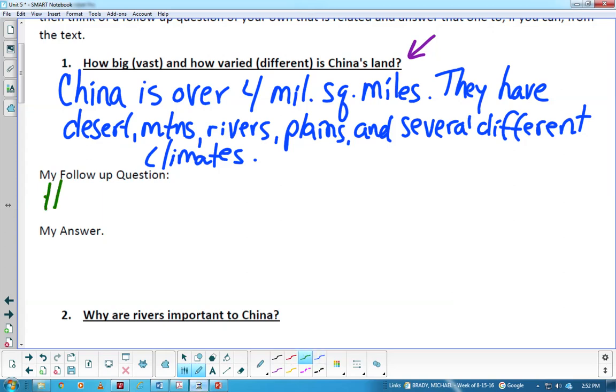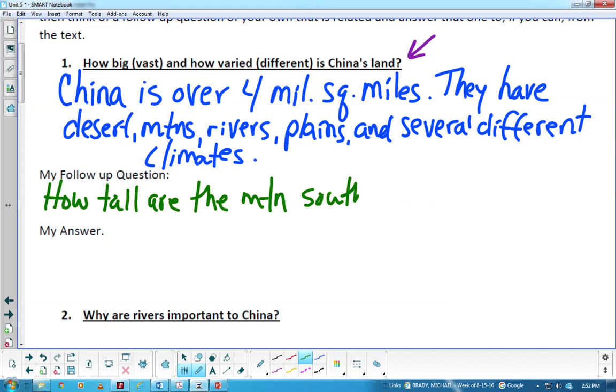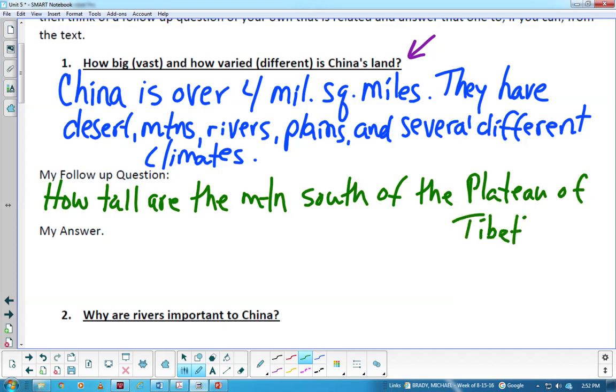How tall are the mountains south of the plateau of Tibet? My answer: over 26,000 feet. When we're finished with that, we go to the next section.